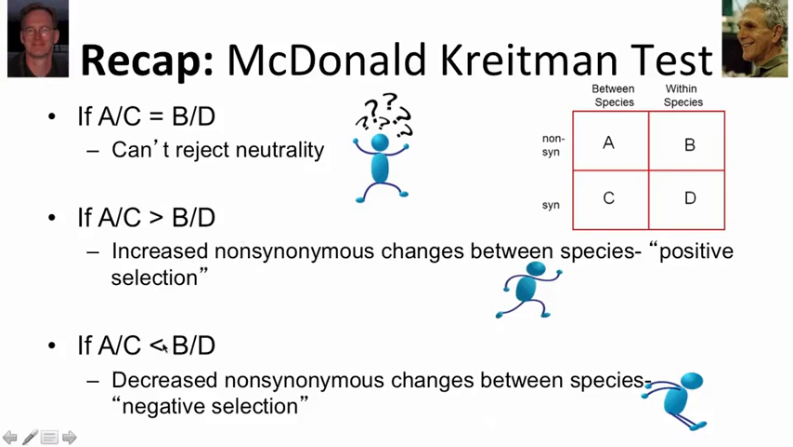In contrast, if you have A over C less than B over D, you have decreased. You've been holding back the non-synonymous changes. They're staying within species and not converting to differences between. So that is negative selection.